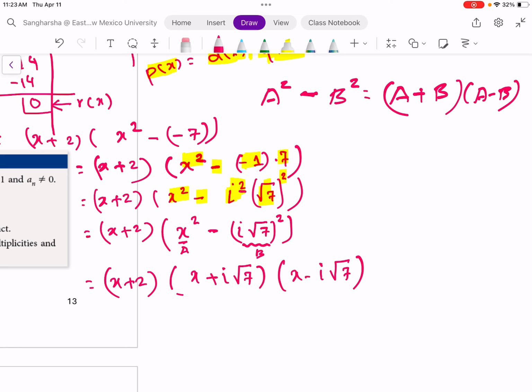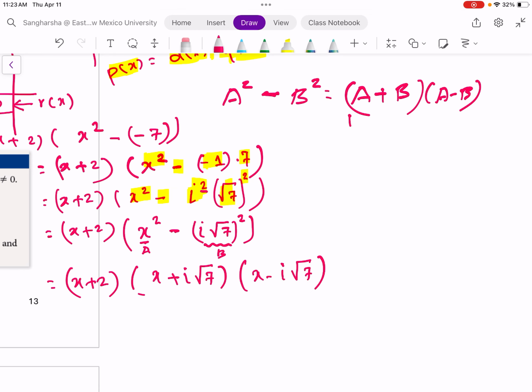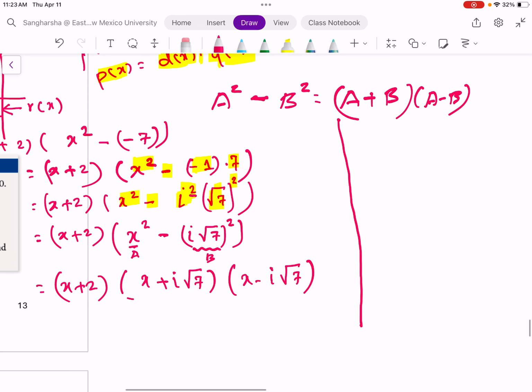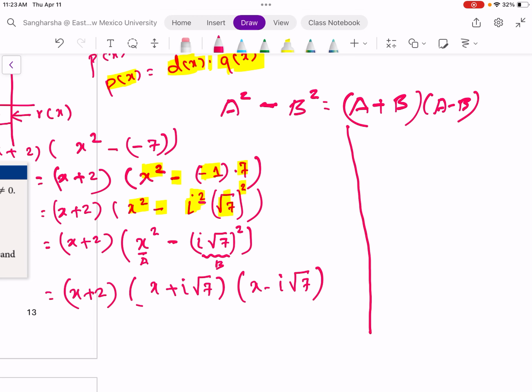We do have the other way, using the quadratic formula. You can use the quadratic formula and factorize x squared plus 7. So if this is difficult for you, let's use the quadratic formula. You can also complete the square.